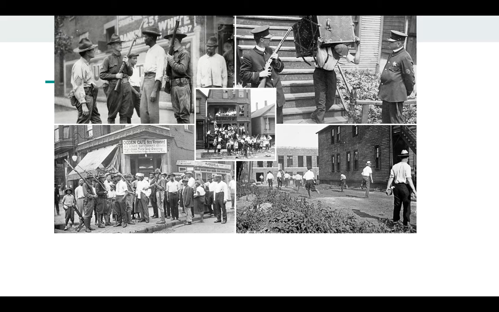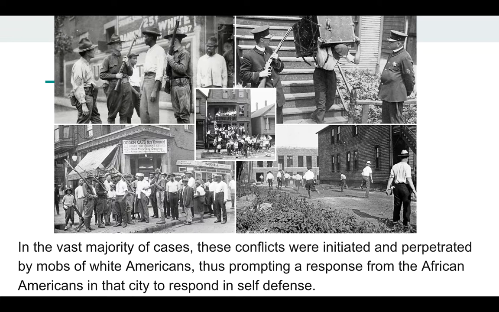This is the period of time that stretched from the late winter to the early fall of 1919, in which there were several separate instances of racially motivated violence that took place all around the country. In the vast majority of these cases, these conflicts were initiated and perpetrated by mobs of white Americans, thus prompting a response from the African Americans in that city with self-defense.